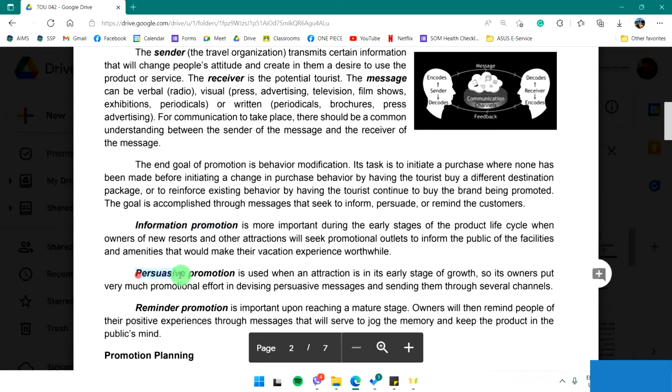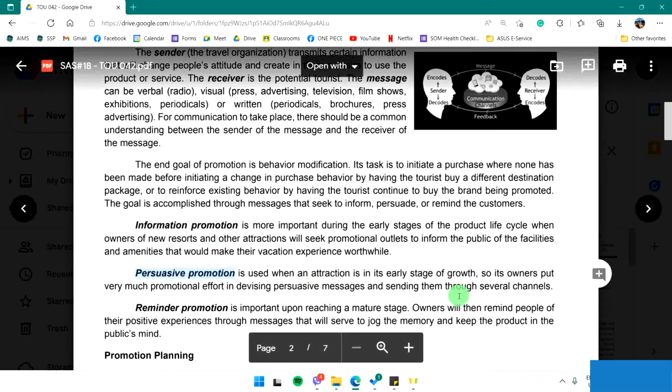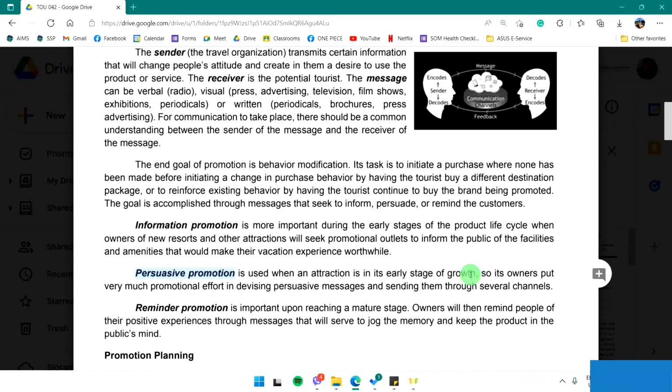Next is the persuasive promotion. Persuasive promotion comes in the growth stage, the early stage of growth. Nasa ano na tayo? Unti-unti nang nag-grow ang ating business.